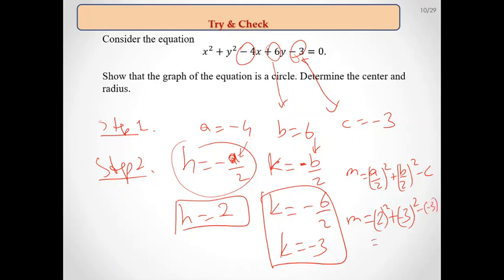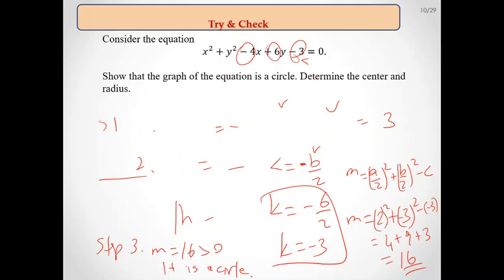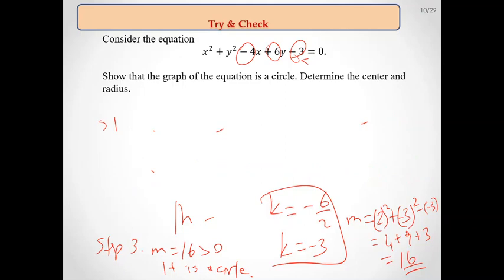So it will be 4 plus 9 plus 3. So this is equal to 16. So we got step 3, m is 16. So it's bigger than 0, so it's a circle then. So this equation specifies a circle. And then step 4 is the center and the radius.